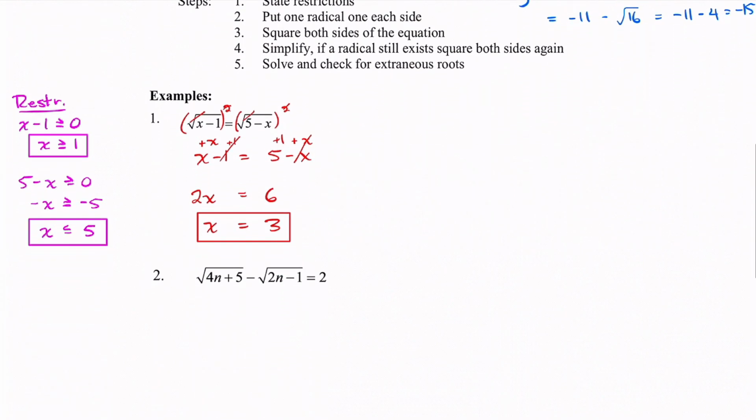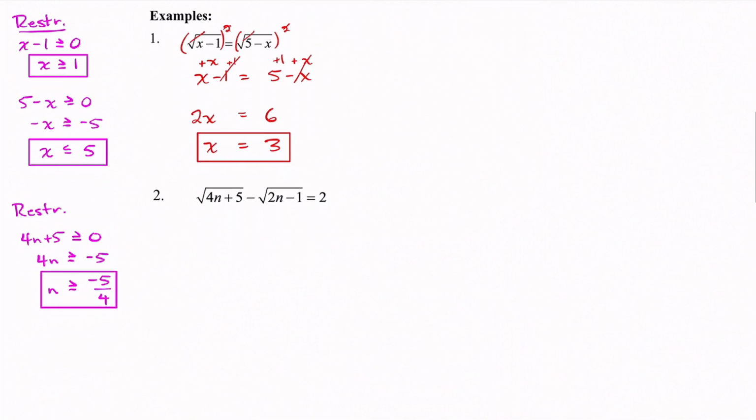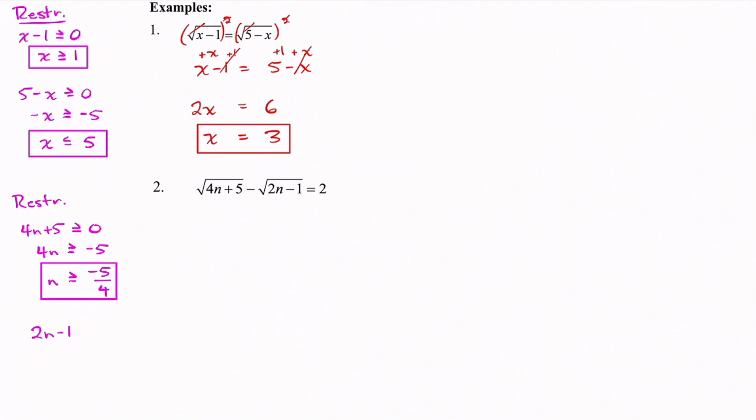So moving to our last example here now, we're first going to do those restrictions. So we have 4n plus 5, that's in a square root, so that has to be greater than or equal to 0. So I'll subtract 5 from both sides. We get that, and then divide both sides by a 4, and we get this. Then we can't forget about the other radical, so I need to also do restrictions for that one. So 2n minus 1 has to be greater than or equal to 0. Add 1 onto both sides, so the 1's would cancel, and then we just get a 1 here. And then divide both sides by a 2, and so I get n is greater than or equal to 1 over 2.